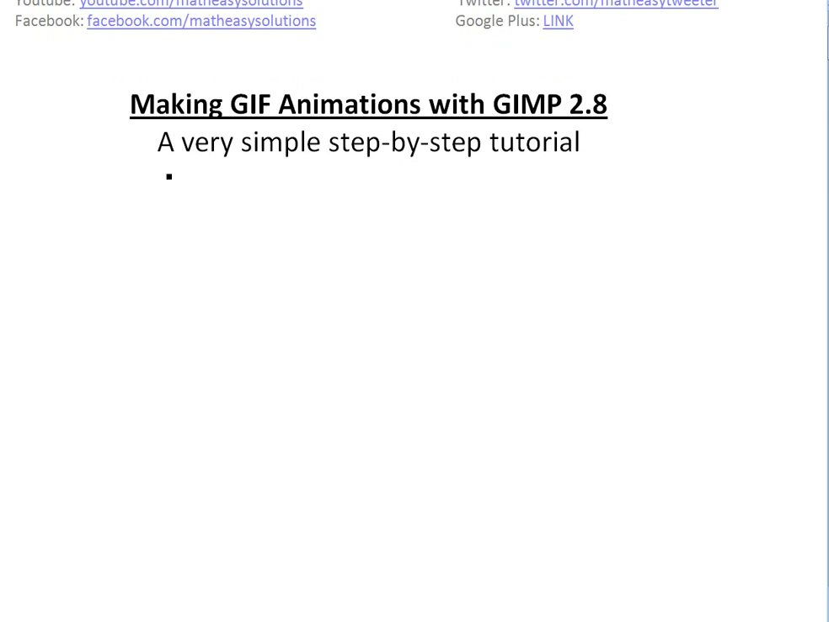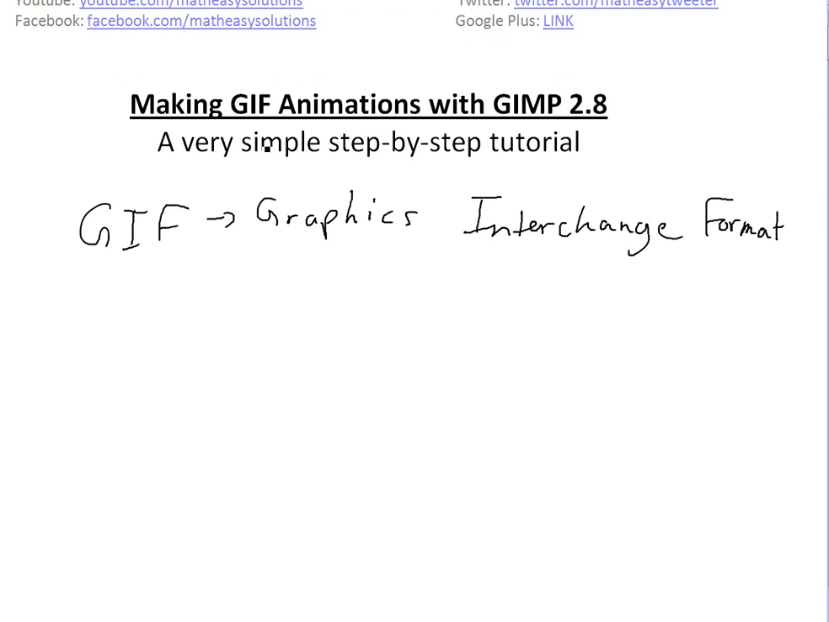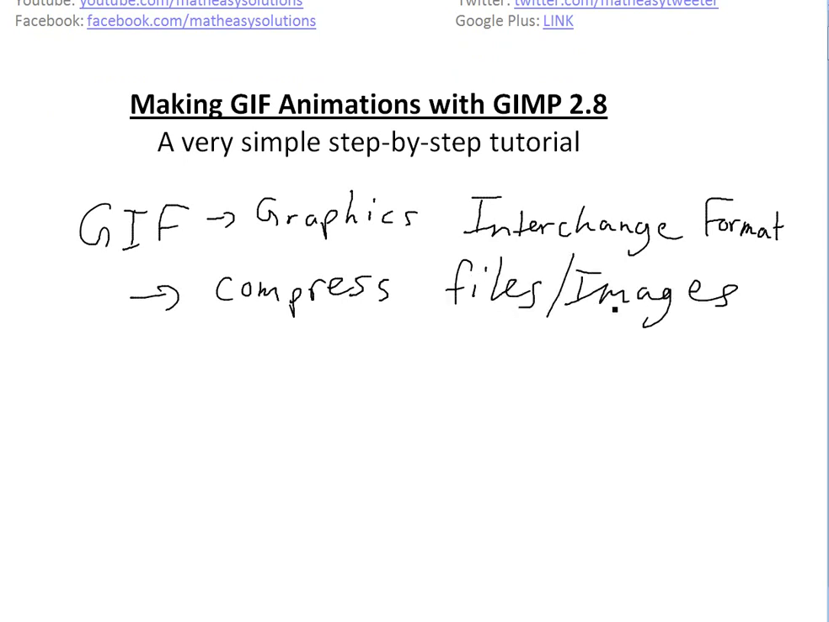Well, GIF. I'll just tell you what it stands for: Graphics Interchange Format, and it's just a way of compressing files. But in this one, it allows for animations and images. I don't really want to go through in detail what it is, because I don't really know. But I just know that you could use it for animations, and I'll show you how to do that with GIMP.